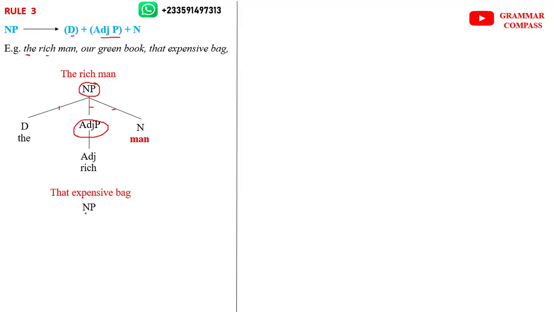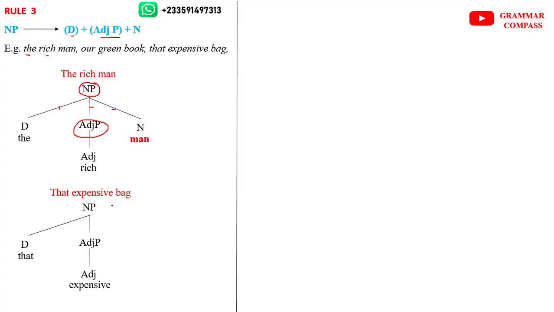Now let us represent this using the tree diagram. First of all, we need to cater for our determiner. So we draw a branch, then write D below it. D stands for that in this noun phrase. Then we have our adjective phrase. Please don't write adjective. We have our adjective phrase. So you draw a branch to represent your adjective phrase. This adjective phrase consists of a single word adjective. Therefore, you draw another branch to show that the adjective phrase consists of a single adjective. Then you write the adjective below it. Expensive.